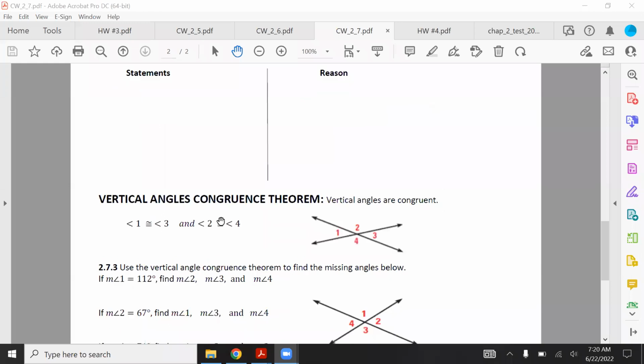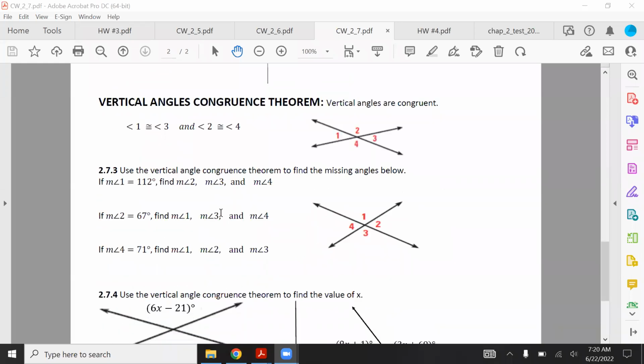Let's move on to the vertical congruence theorem. This is a pretty easy one. Bottom line is that if you have two angles that are opposite of each other, they equal each other. That's all. So 1 equals 3, 2 equals 4. So in this case, if angle 1 is 112, then angle 3 is also 112.